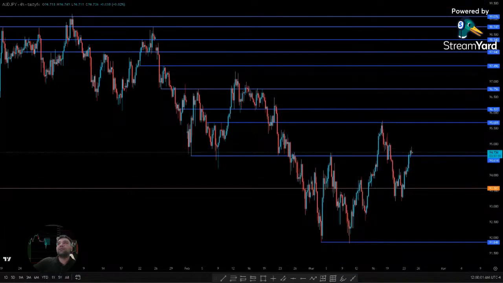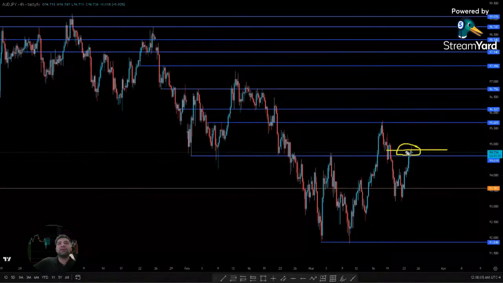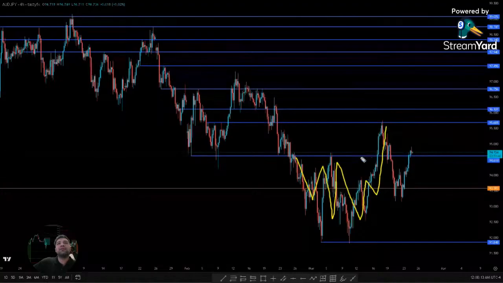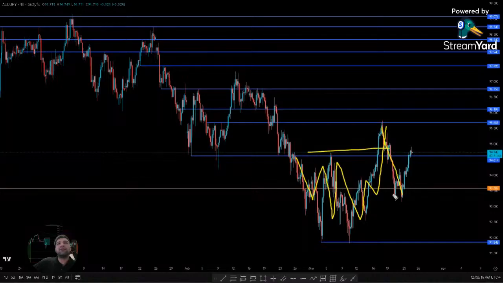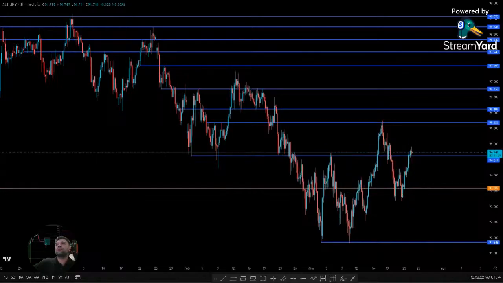This is AUDJPY. Similar structure like others, we can see that this order block is currently being reacted to around here. This is the sideways move that happened. Price broke around here, pulled back, formed this peak formation low, and now price is breaking out of this structure around here.